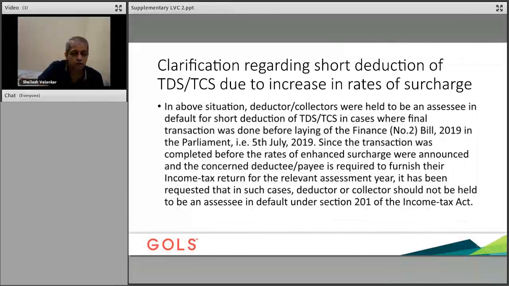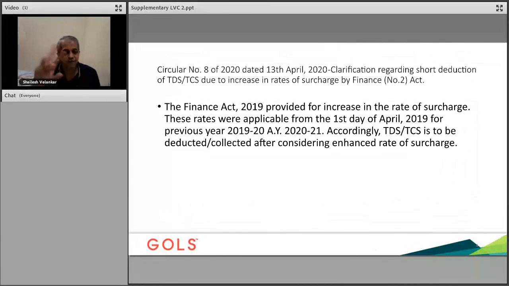So here we end. These are the two slides. We end with this particular circular. Okay. Now let us discuss this circular. Circular number 8. What this is. As I told you, this mainly relates to the salaries. Deduction from salaries.